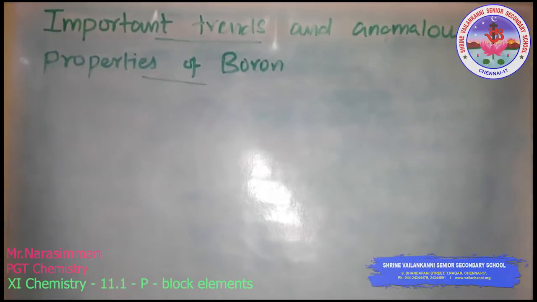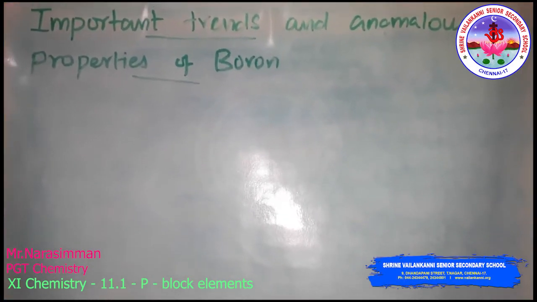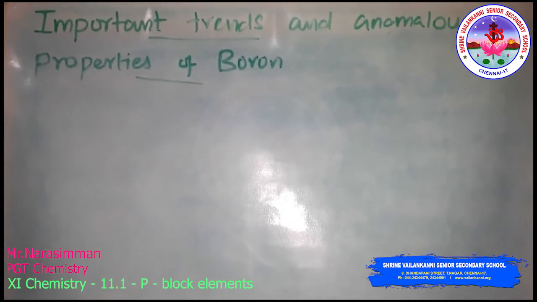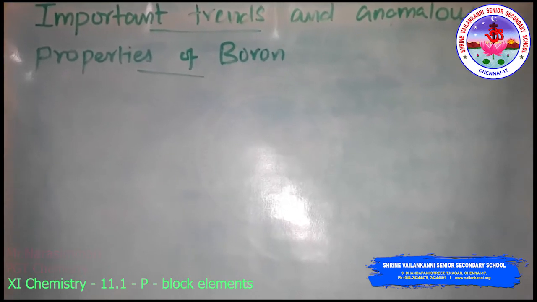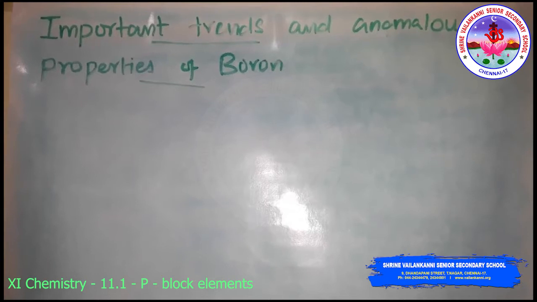Important trends and anomalous properties of boron. Here, the group 13 elements: the trichlorides, tribromides, and triiodides of all these elements are covalent in nature and hydrolyzed in water.